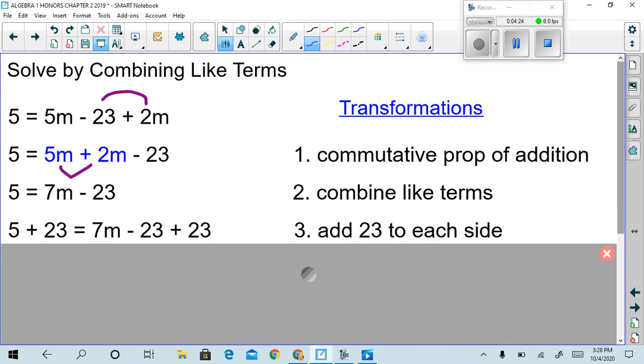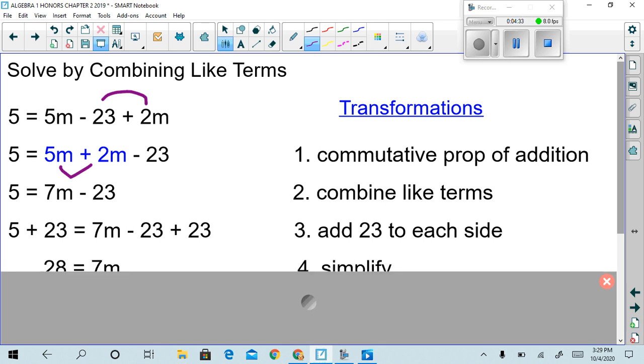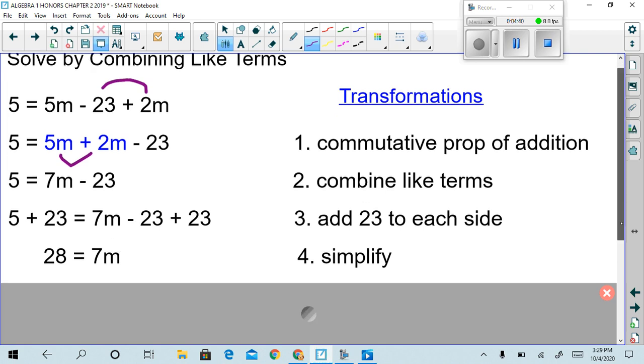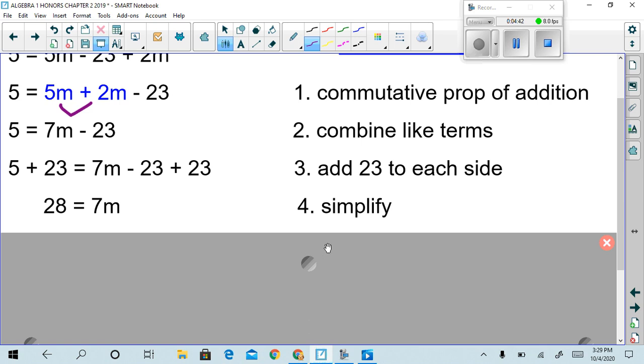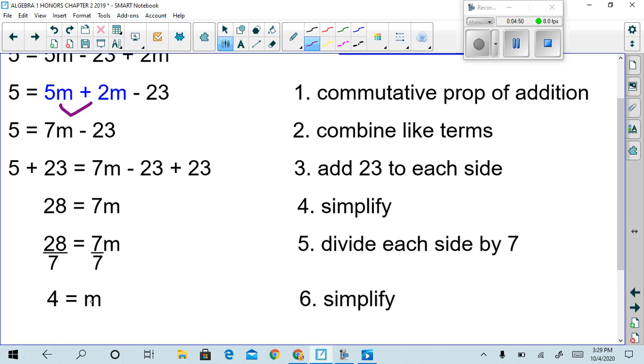I now will then add 23 to both sides. Again, my goal is to get m by itself using inverse operations and my properties of equality. I then simplify. I have 7m, and then that 5 plus 23 gives me the 28. I then have one more step to get a coefficient of 1. I will divide both sides by 7. I then have m is equal to 4. And that is my solution.